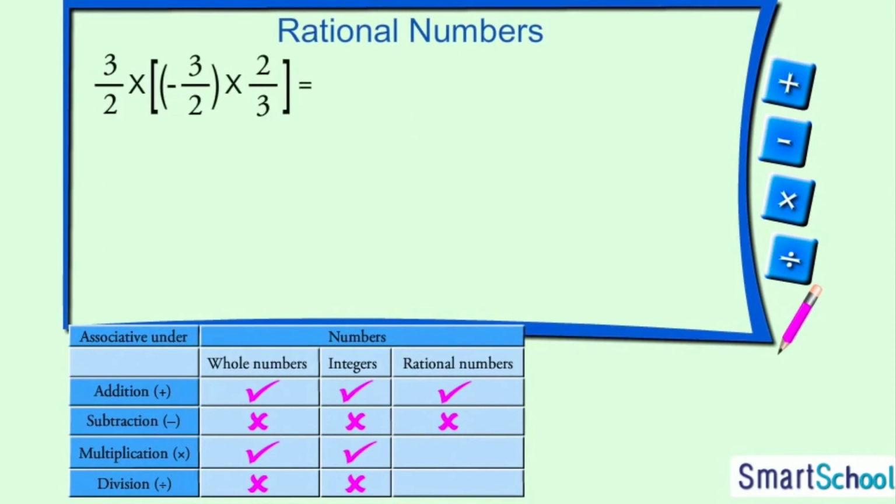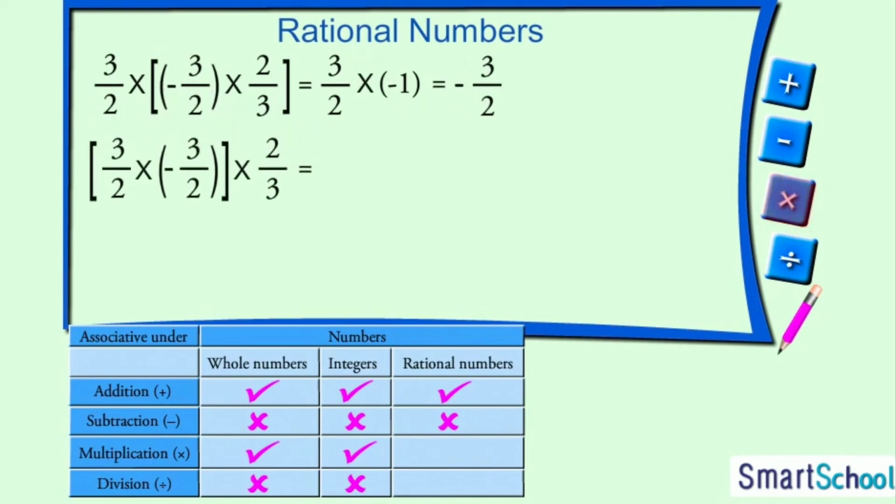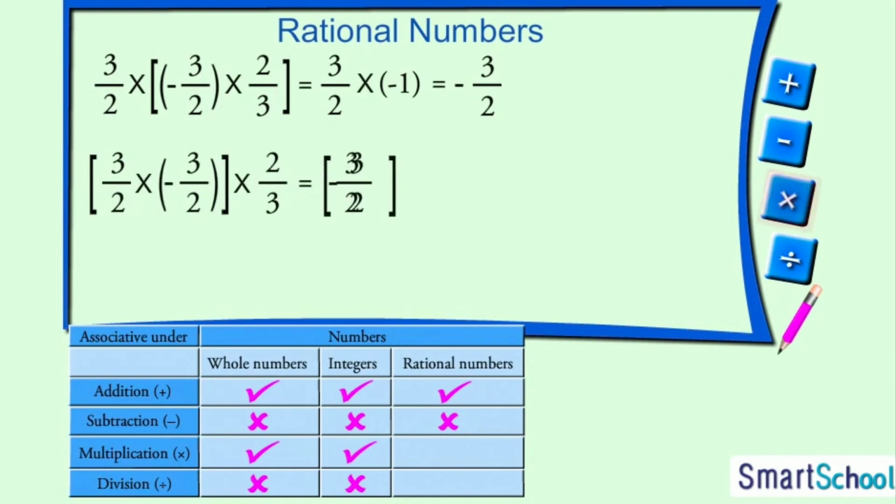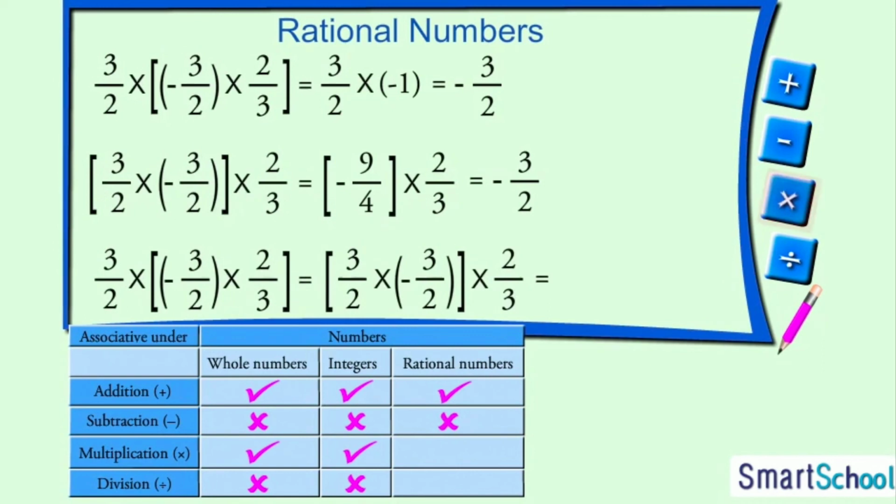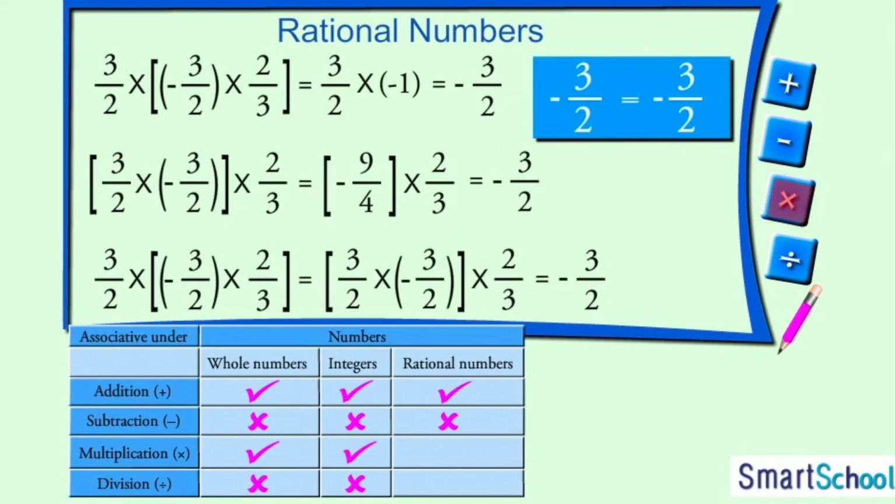Let us see what happens under multiplication. On first multiplying the last two numbers and then multiplying it with the first one gives minus 3 by 2. And on first multiplying the first two numbers and then multiplying it with the last one also gives minus 3 by 2. In both cases, the results are same, that is, minus 3 by 2.